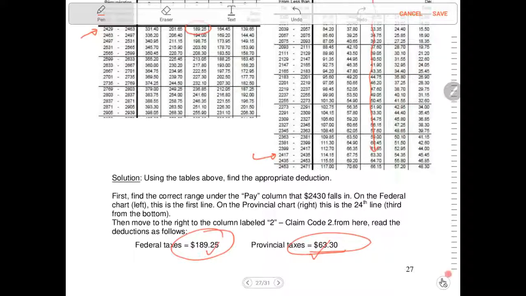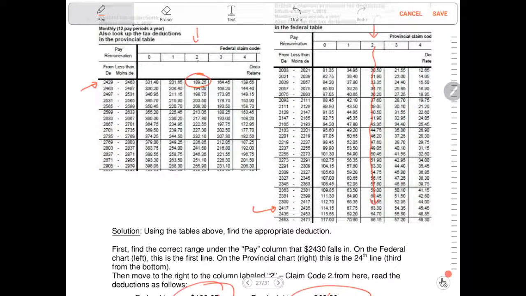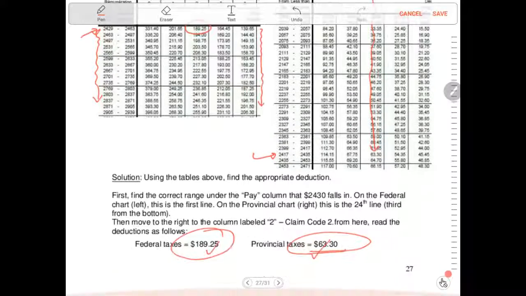You'll also notice one trend in these tables. It doesn't matter which one I use, but as a person's income increases, what's happening to the deduction amount? You'll notice that the more that a person makes, the more money is taxed, okay? Please keep that in mind.